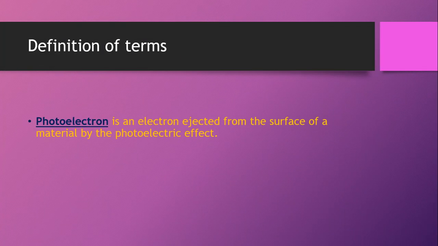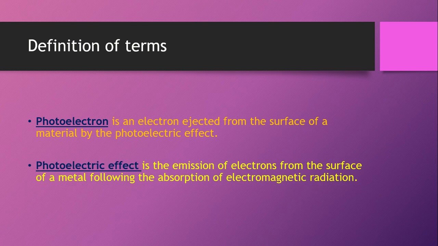Now let's begin with photoelectron. A photoelectron is an electron ejected from the surface of a material by the photoelectric effect. But it's also good to understand the background of what the photoelectric effect is. The photoelectric effect is the emission of electrons from the surface of a metal following the absorption of electromagnetic radiation. That's what the photoelectric effect and photoelectron are. Please acquaint yourself with those definitions because they are very important in our study, because the moment you understand the definition, everything falls into place and you can clearly understand what we are dealing with.